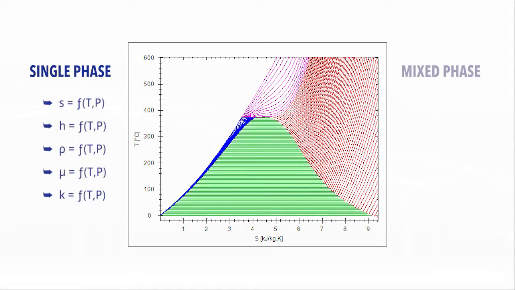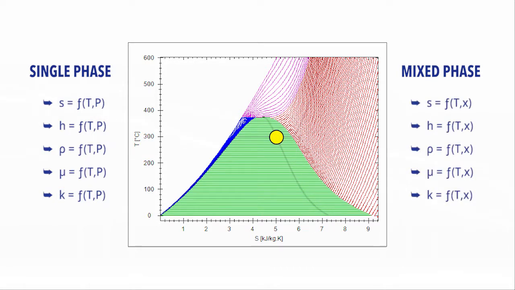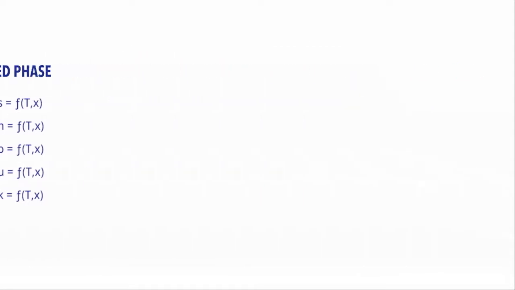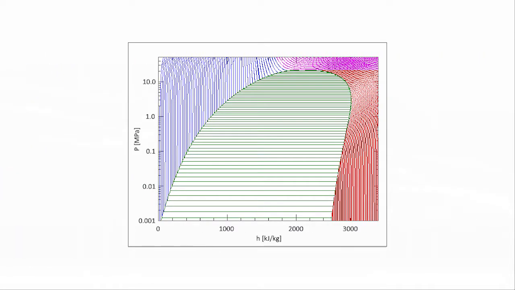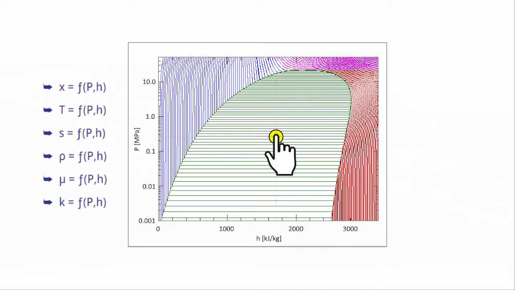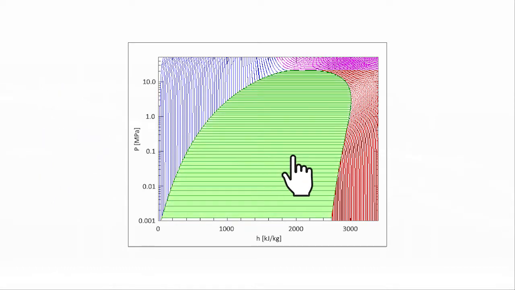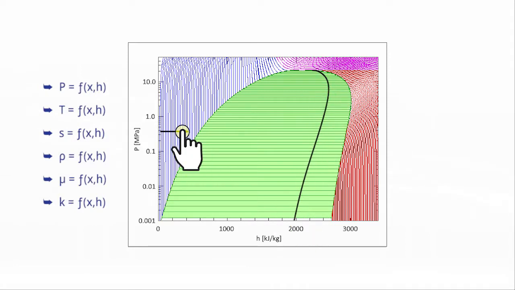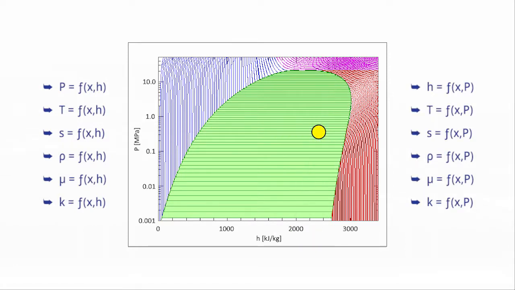Remember that within the mixed phase region, the pressure line is completely flat. So I'll have to specify the quality to indicate the required position on the temperature entropy diagram. In terms of the pressure enthalpy diagram, specification of the pressure and enthalpy will give a precise position on the diagram, but within the mixed phase region you can also specify the quality and enthalpy, or quality and pressure, to indicate a precise position. Having obtained this, all other fluid properties like temperature, density, etc.